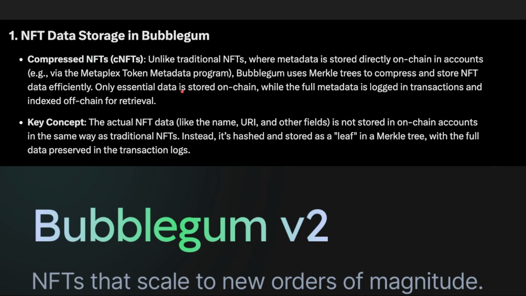NFT data storage in Bubblegum. Compressed NFTs, cNFTs, unlike traditional NFTs, where metadata is stored directly on chain in accounts, for example Metaplex or the token metadata program, Bubblegum uses MerkleTrees to compress and store NFT data efficiently. Only essential data is stored on chain, while the full metadata is logged in transactions and indexed off chain for retrieval. Key concept: the actual NFT data like the name, the URI, and other fields is not stored in on-chain accounts in the same way as traditional NFTs. Instead, it's hashed and stored as a leaf in the MerkleTree with the full data preserved in the transaction logs.